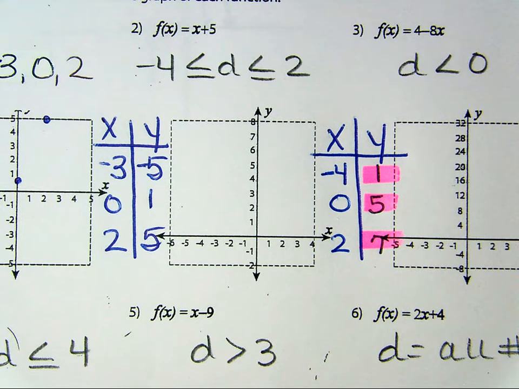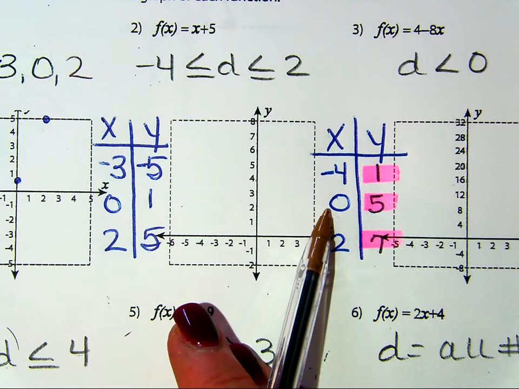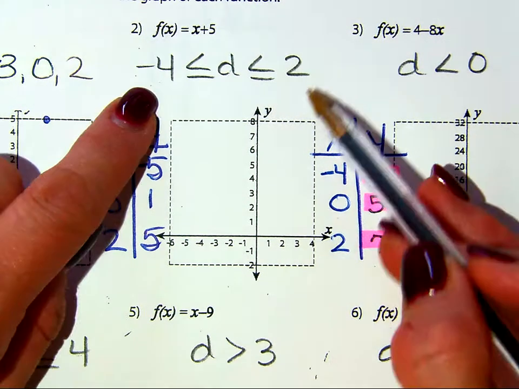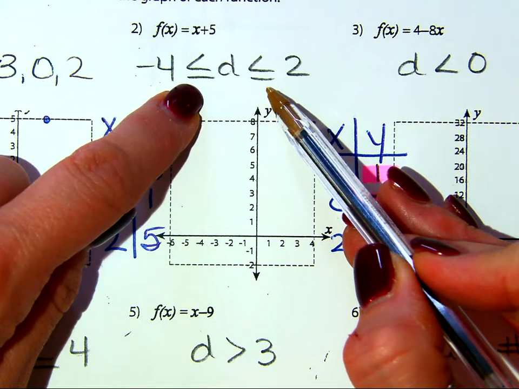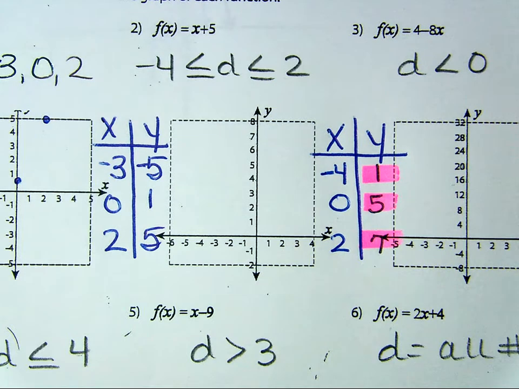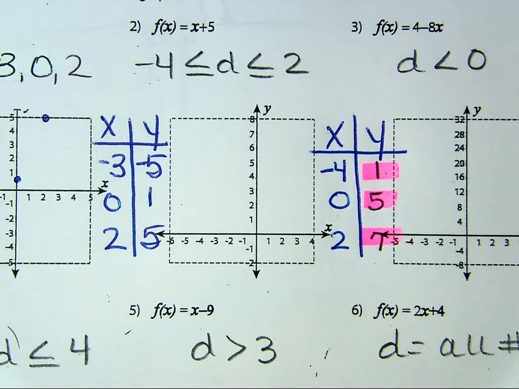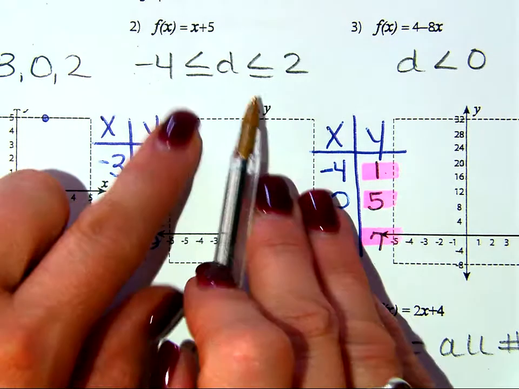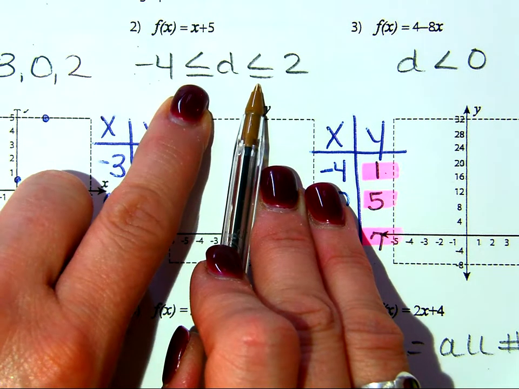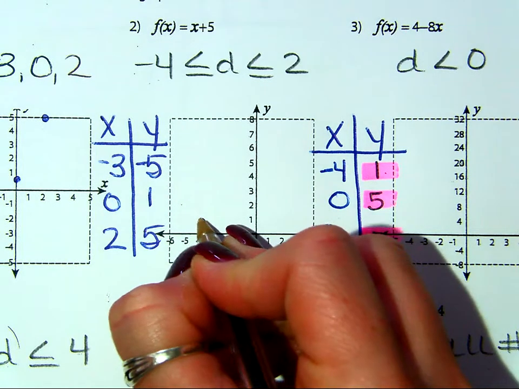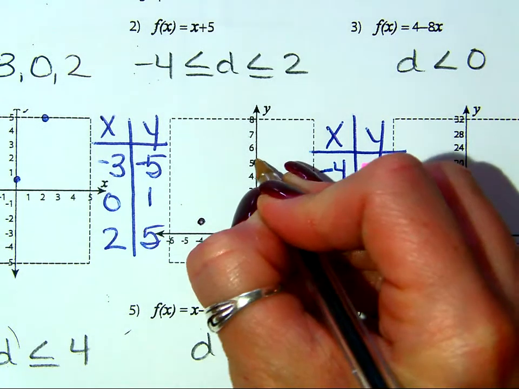Does this 0 mean that these symbols decide on the open or closed circle? No. 0 is always, the points in between will always be solid. Okay, so do you have 1, 5, 7? Okay, when I go to plot them, let's be careful. First thing I'm going to do is look here. I'm going to do all closed circles, right? So I'm going to go to -4, 1, 0, 5, and 2, 7.